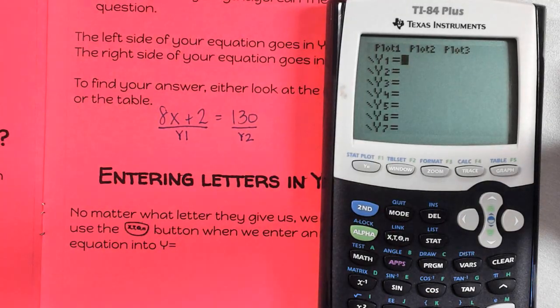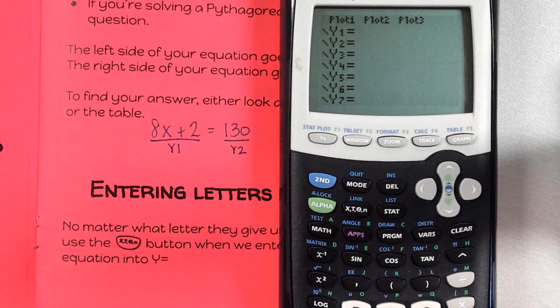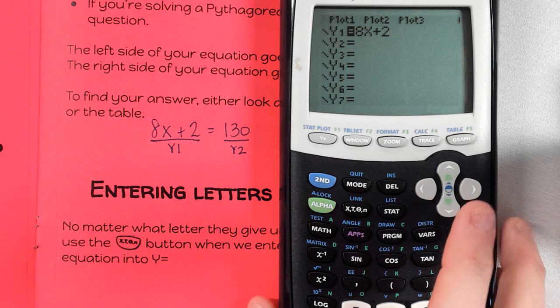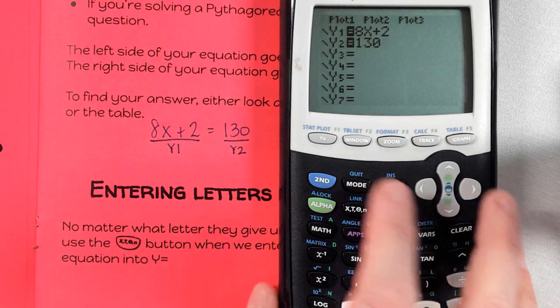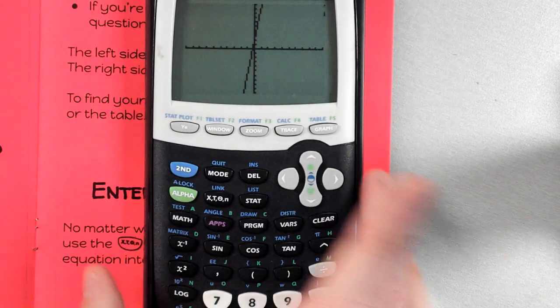So I want you guys to take a minute and do that. For x, we're going to use the X,T,theta,n button. So we're going to do 8x plus 2. Then we're going to arrow down and put 130. Okay? And now let's look at the graph. Okay, so there's the graph.